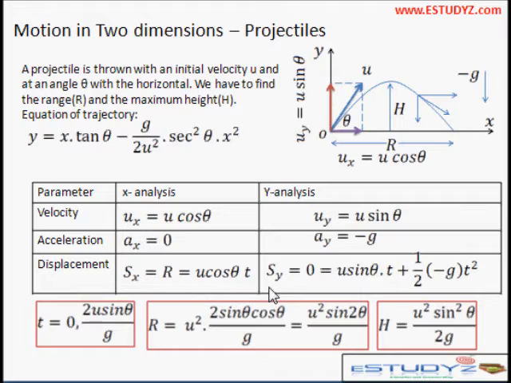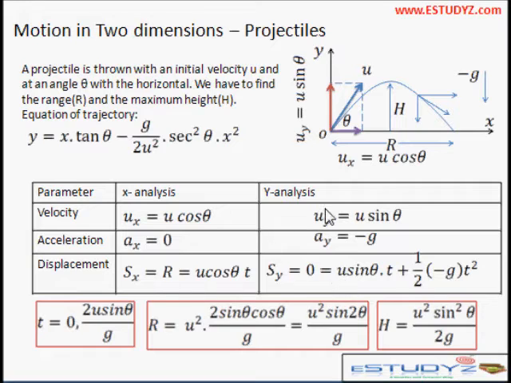Now going to the y analysis, Sy would be equal to 0 because this projectile starts from the origin and it ends up on the x-axis, and we know the equation of the x-axis is y equals 0. So at Sy equals 0, the projectile will travel a distance which is equal to u sin theta t plus half minus g t square.